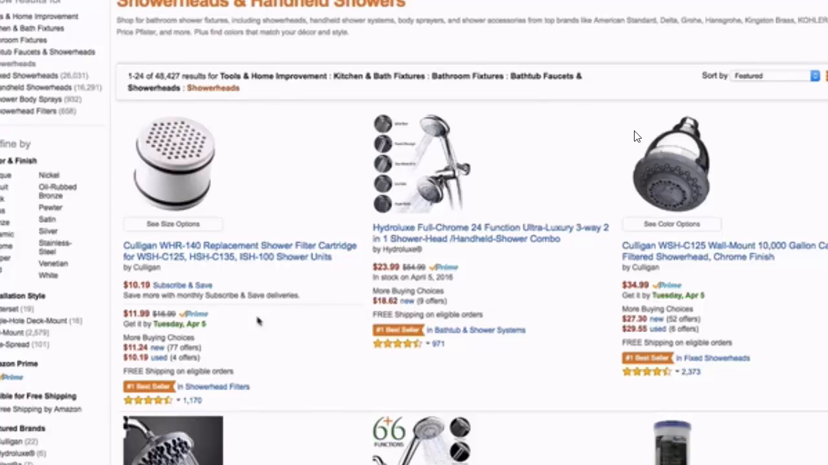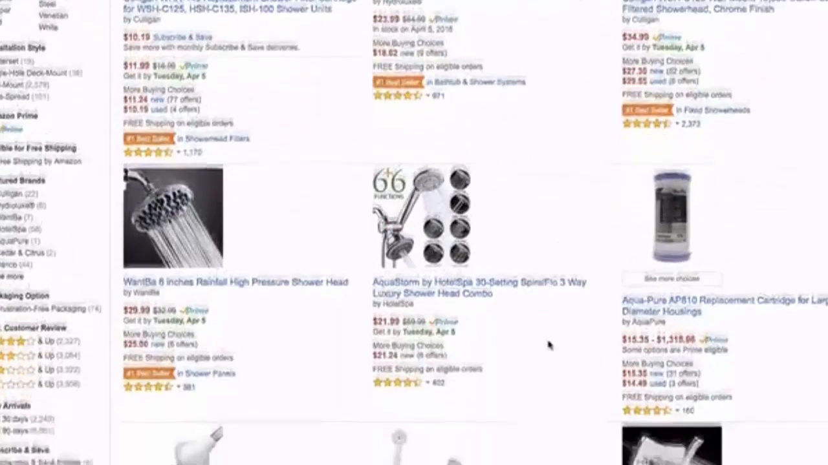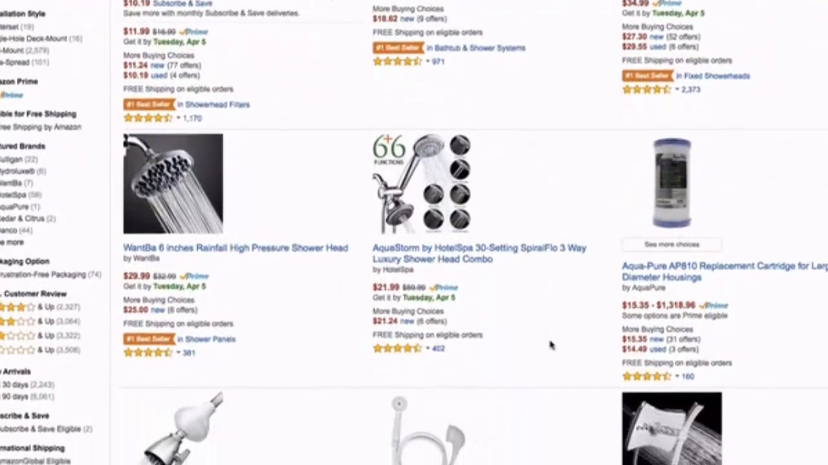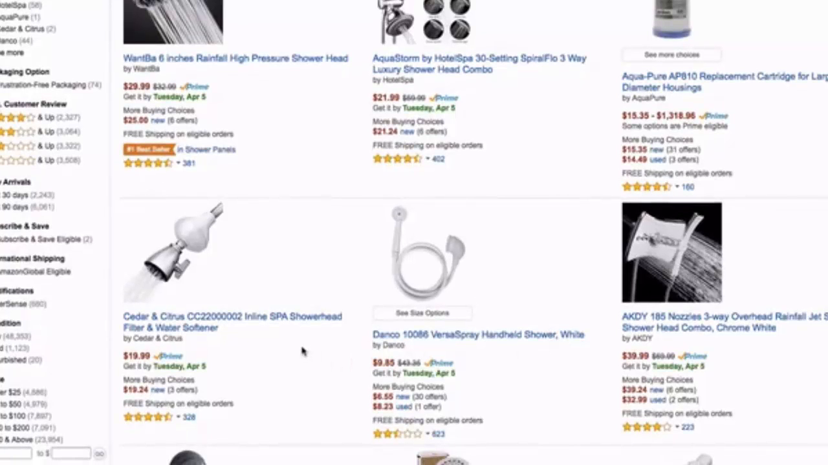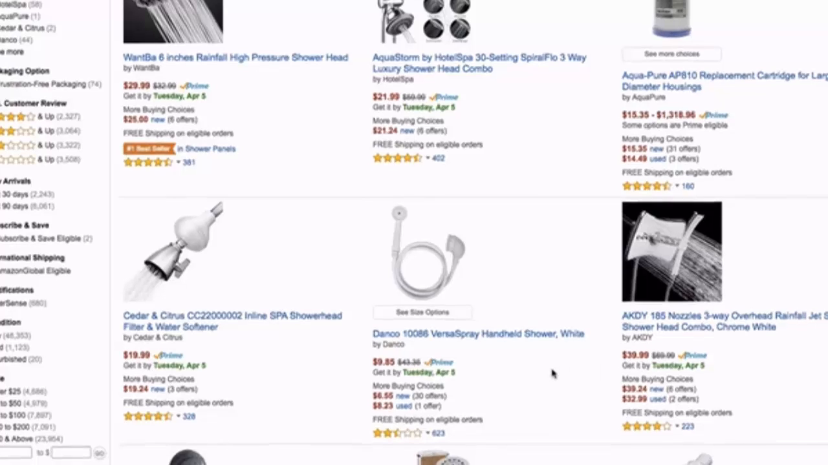I mean, obviously there's going to be some cheaper stuff. You see a $10 listing here, but we also see they're creeping up in price a little bit, and it looks like there's quite a large range. Here's a little bit of a fancier shower head that's $40. So this looks pretty good here.